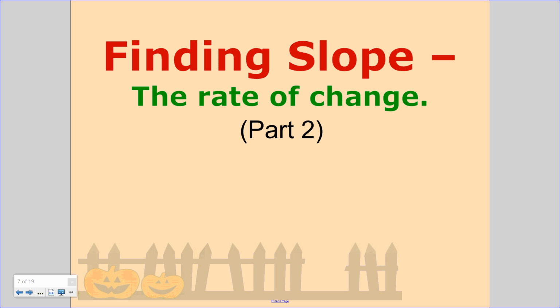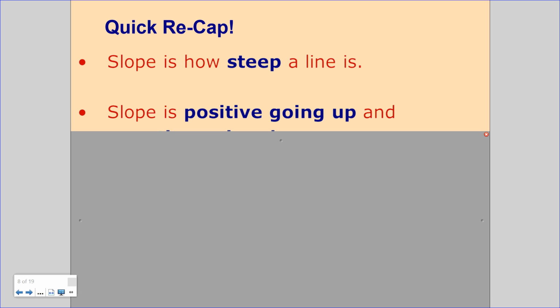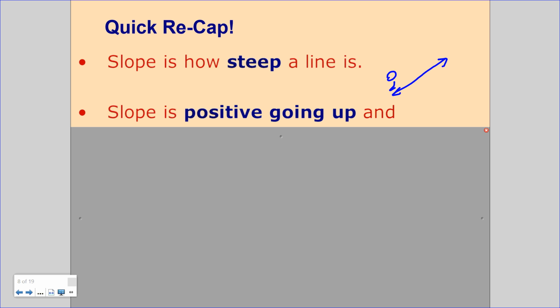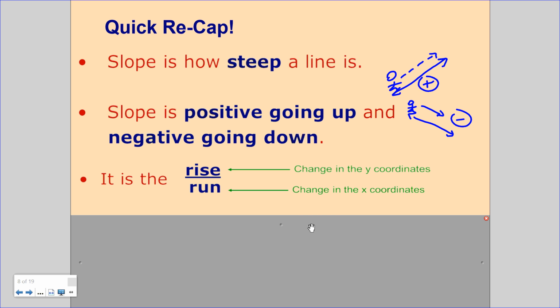Let's do our quick recap. Slope is positive when it's going up from left to right. We also noticed when our line was increasing, remember I put the little man on the left side of my line, if he'd be going up that line from left to right, it's a positive slope. And slope is negative when we are climbing down a line from left to right. So that's a negative slope. We also referred to slope as the rise over the run.